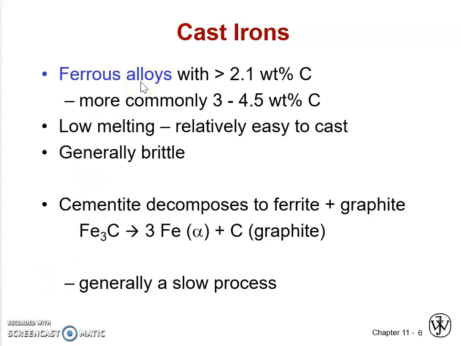Cast iron is a ferrous alloy that has more than 2.1% carbon. It is commonly in the range of 3 to 4.5% carbon. It has a low melting point, which means it's easy to cast. You don't have to melt it at high temperature to cast it. It's generally brittle because of the high carbon content. And how do you get it? You have to decompose cementite to ferrite and graphite.